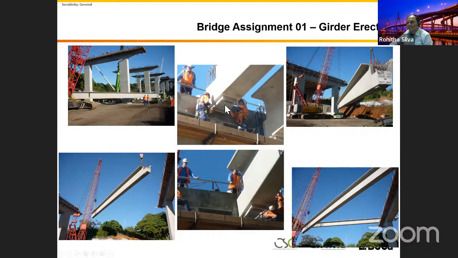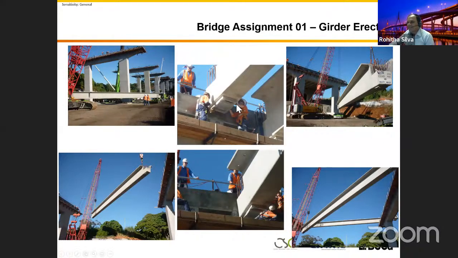You can see the bearing pad. I said the bearing, we need to make it horizontal. You see the bearing they place on here, they are lifting the girder to place in this one. This guy is the project manager of this project. He's the project engineer of this project during construction. We are the designers, but we are not there.